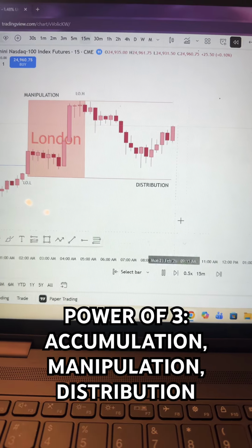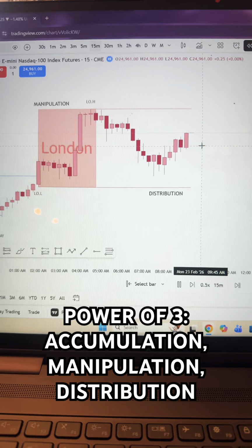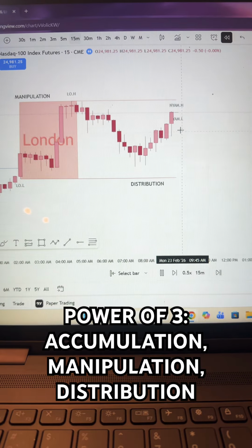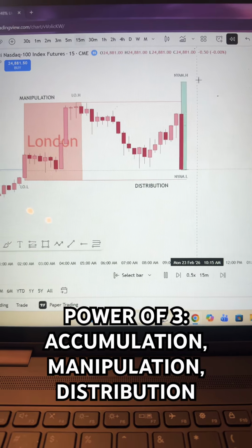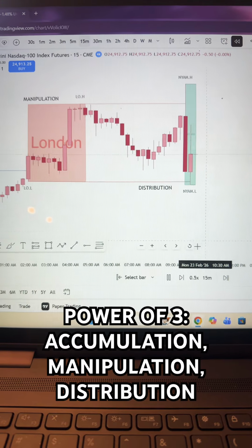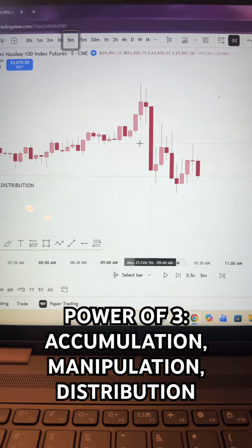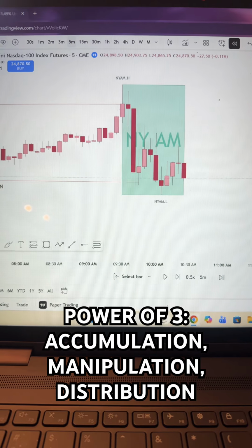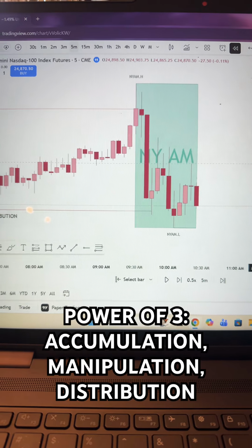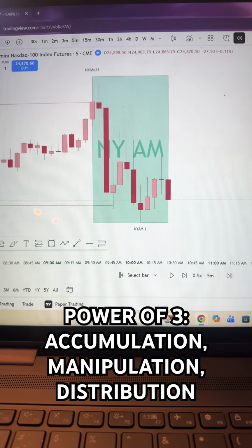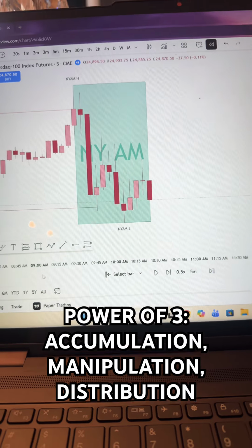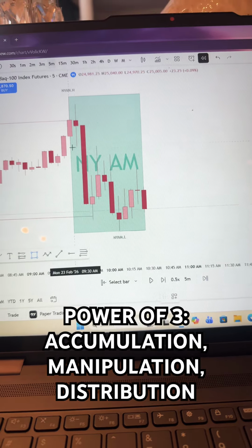So if we go ahead and fast forward this on the 15-minute, we're waiting for London high to get swept, and it did get swept right there beautifully. Now if you were to go down to the smaller time frames, you could see even better here. We're on the 5-minute time frame, and you could see there's a fair value gap that occurred right there.